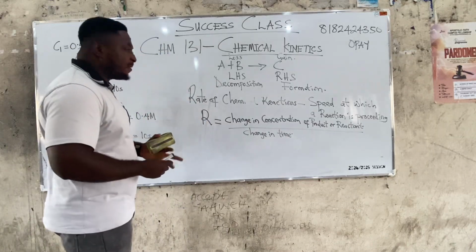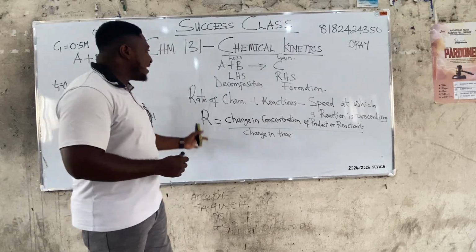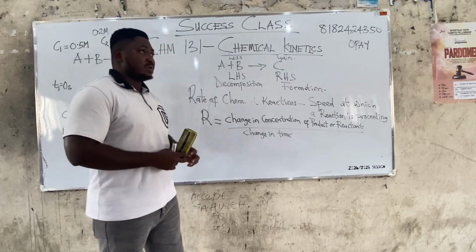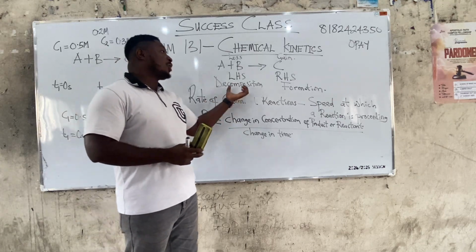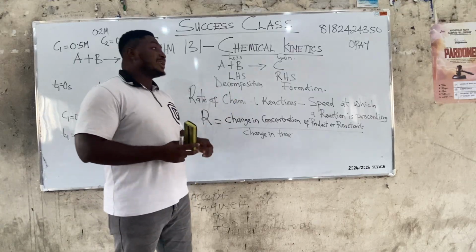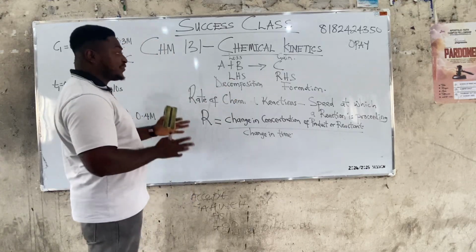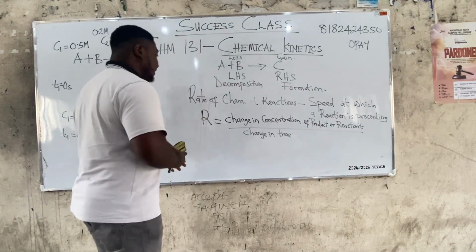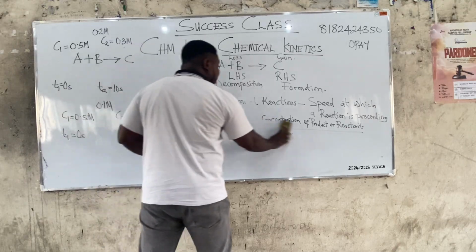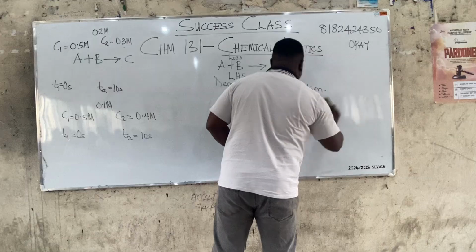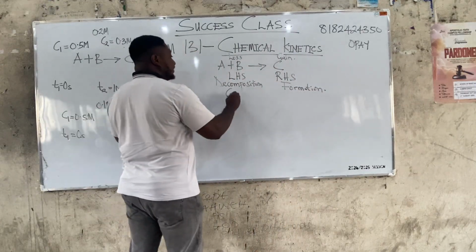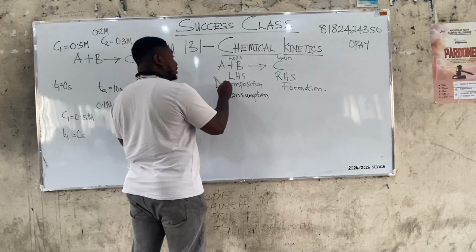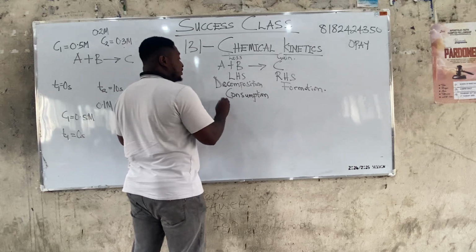Now let's start with one, from the reactants. From the reactant, rate of chemical reaction can be defined as rate of decomposition, rate of consumption, rate of disappearance. All these words can be used for reactant. From the left-hand side, rate of chemical reaction can be defined as rate of decomposition, rate of consumption, rate of what?